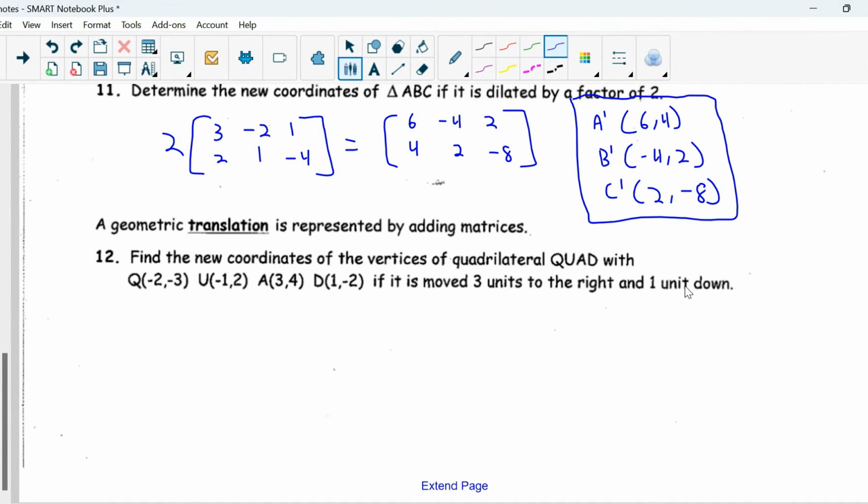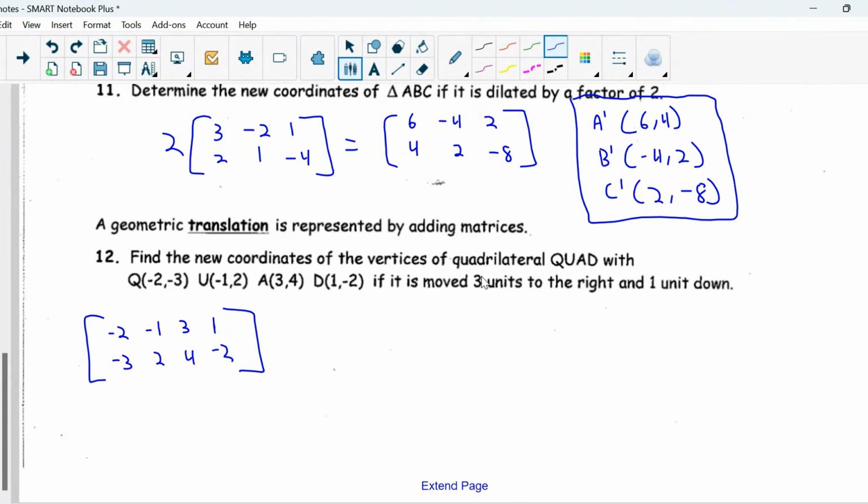So let's start by writing our vertices as a matrix. Remember, we write X over Y. So we have negative 2 over negative 3. Let's go on to U. We would have negative 1 over 2. A, we would have 3 over 4. And D, we would have 1 over negative 2. Right there, that is our matrix to represent our quadrilateral QUAD.